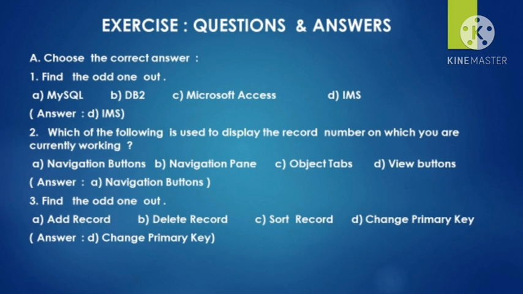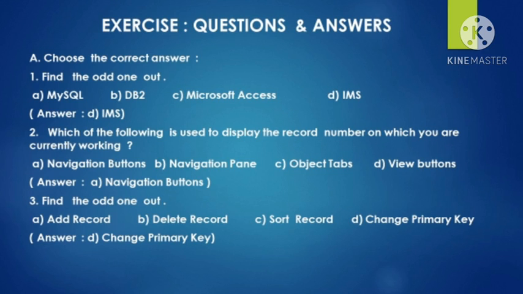Question number A. Choose the correct answer. Number 1. Find the odd one out. The options are A, MySQL, B, DB2, C is Microsoft Access, D is IMS. The correct answer is option D, IMS.